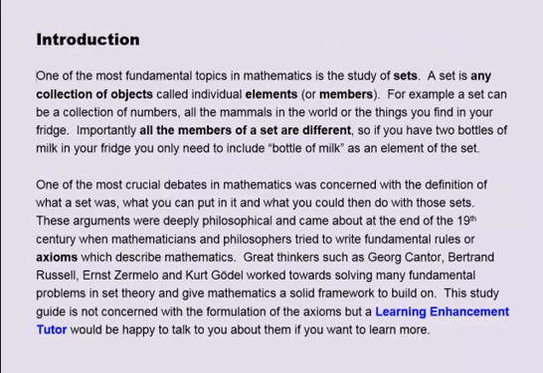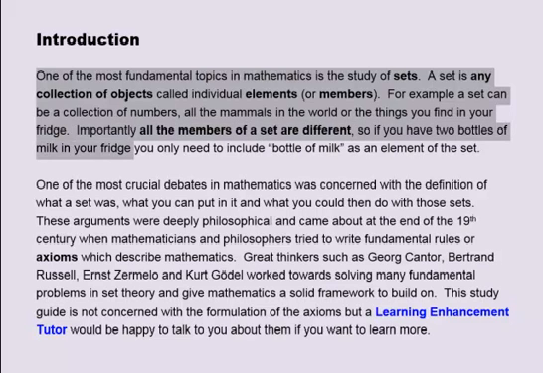Introduction. One of the most fundamental topics in mathematics is the study of sets. A set is any collection of objects called individual elements or members. For example, a set can be a collection of numbers, all the mammals in the world, or the things you find in your fridge. Importantly, all the members of a set are different. So, if you have 2 bottles of milk in your fridge, you need only include a bottle of milk as an element of the set.